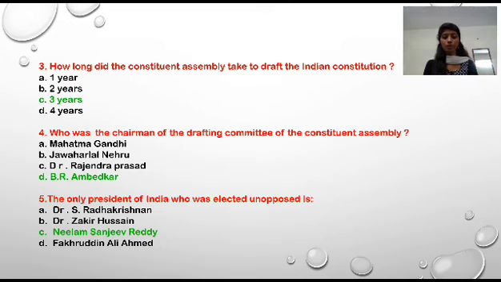The fourth question was, who was the chairman of the drafting committee of the Constituent Assembly? The options are Mahatma Gandhi, Jawaharlal Nehru, Dr. Rajendra Prasad and B.R. Ambedkar. As we all know, the chairman of the drafting committee was Dr. B.R. Ambedkar. The fifth question was, the only President of India who was elected unopposed is. The options are Dr. S. Radhakrishnan, Dr. Zakir Hussain, Neelam Sanjeev Reddy and Fakhruddin Ali Ahmed. The President of India who was elected unopposed is Neelam Sanjeev Reddy.